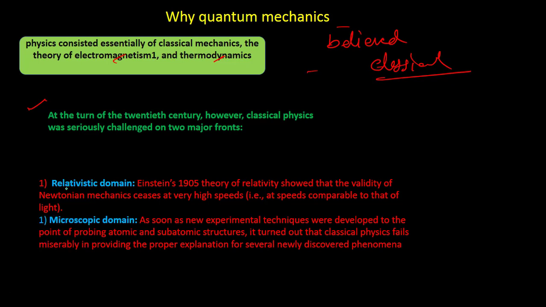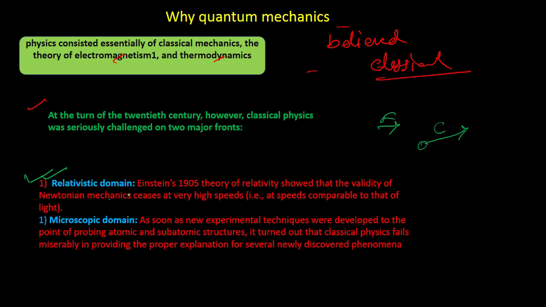First is the relativistic domain. Einstein's 1905 theory of relativity showed that the validity of Newtonian mechanics ceases at very high speed. It means when a particle is at very high speed, comparable to the speed of light, then what is the concept of giving that particle a force, or acceleration? Because it is very high speed, the relativistic domain.